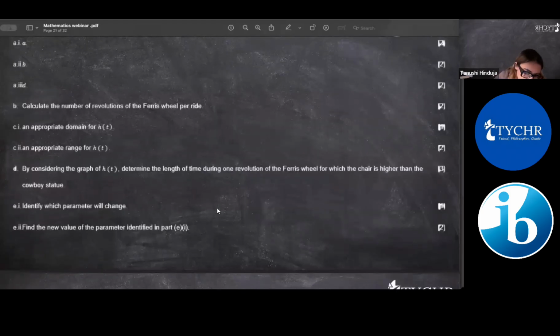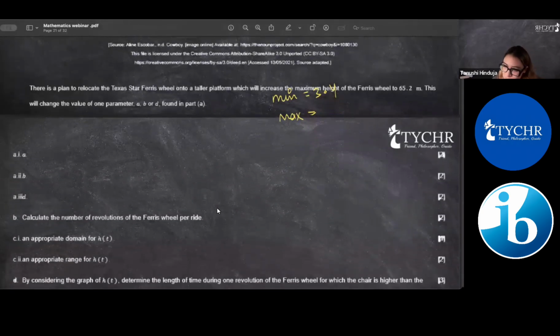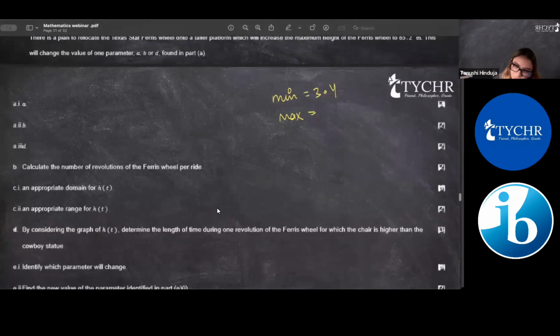Find the new value of this parameter. Straightforward. We now have a new platform height, which is 3.4. So the minimum value is now 3.4. And the maximum value is the maximum height that it can reach, which they gave us as 65.2.